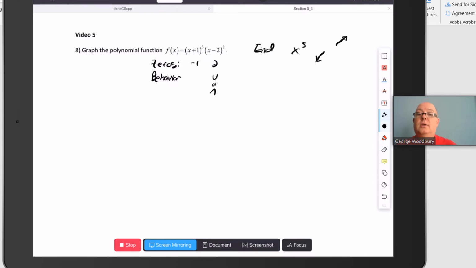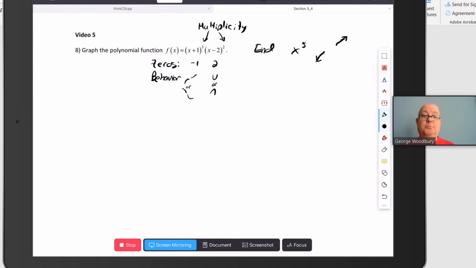At -1, because its multiplicity is 3, and let me write that down. Because its multiplicity is 3, that means that it will go through that 0, but it's also going to change from concave up to down or down to up. So it'll either look like this or it will look like this.